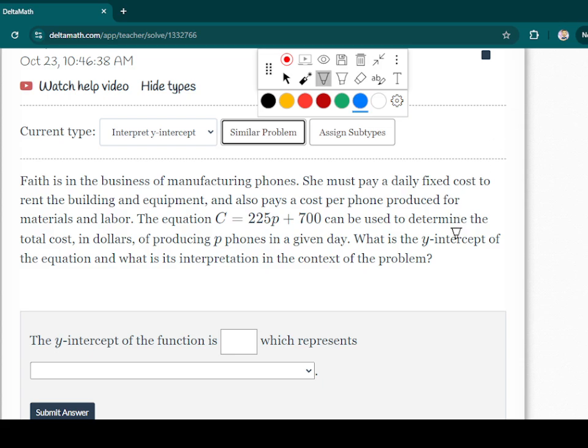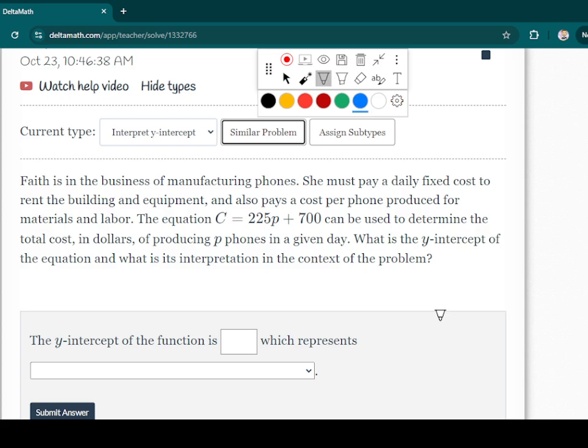Still looking at slope-intercept form equations, but now we are going in reverse. Before, we were given the information and asked to find an equation to fit the word problem. Now we're given the word problem and the equation and asked to figure out what each piece is and means.